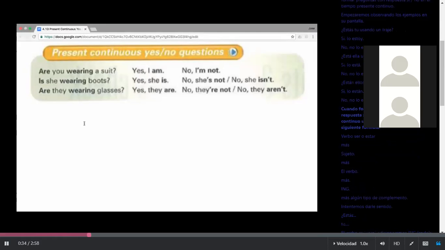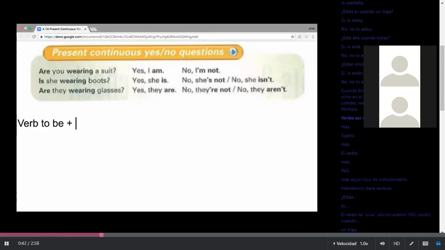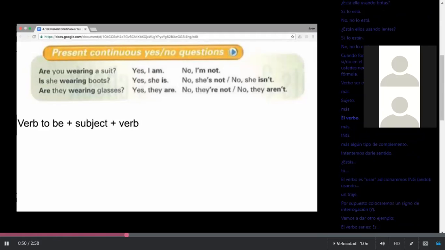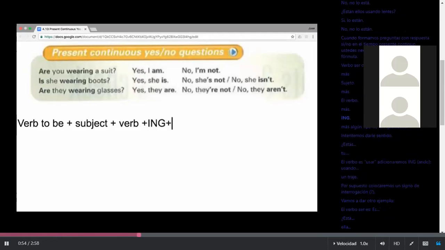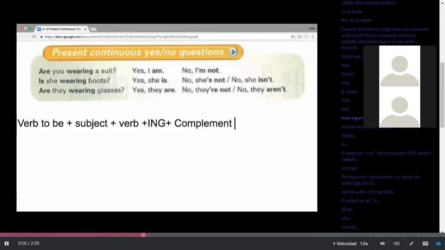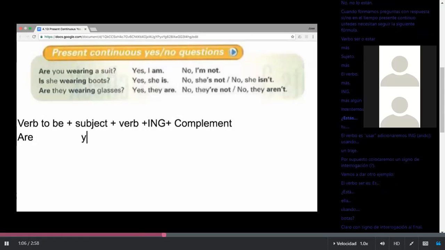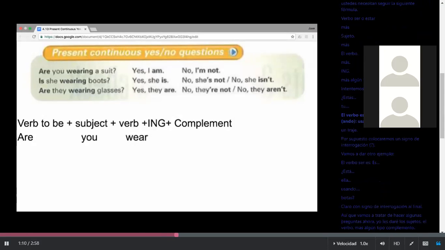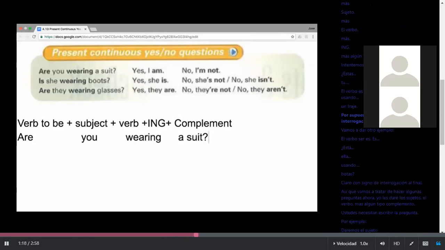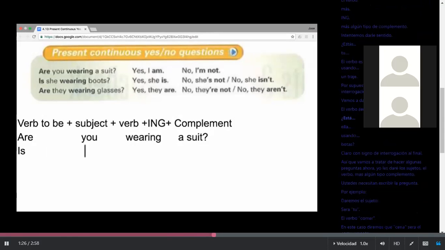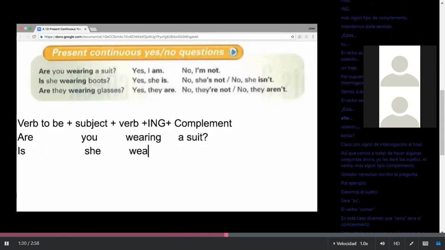When forming yes or no questions in the present continuous tense, you need to follow this formula. Verb to be, plus the subject, plus the verb plus ing, plus some kind of complement. So let's try to make sense of this. Are you? The verb is wear, and we add ing to that. That will be wearing a suit. And of course, we put a question mark there. Let's give another example. The verb to be, is she wearing boots?